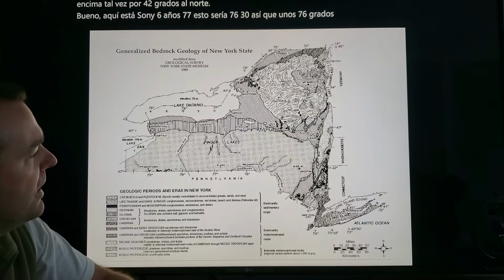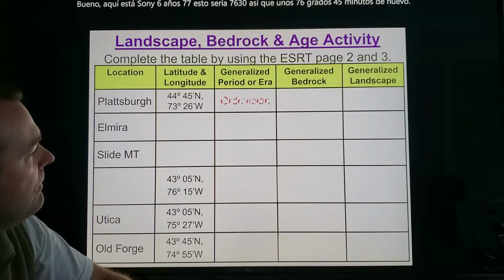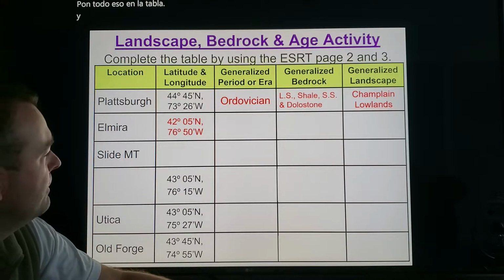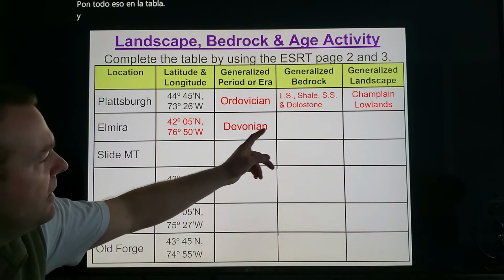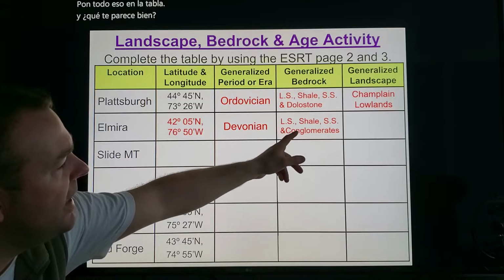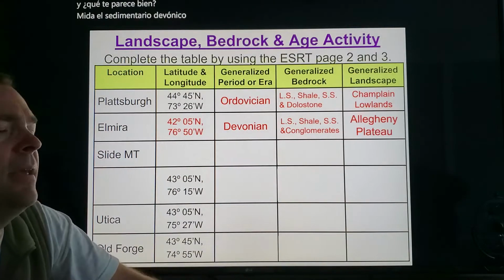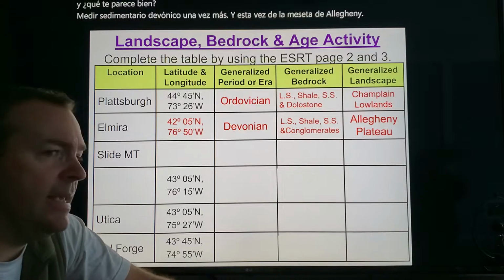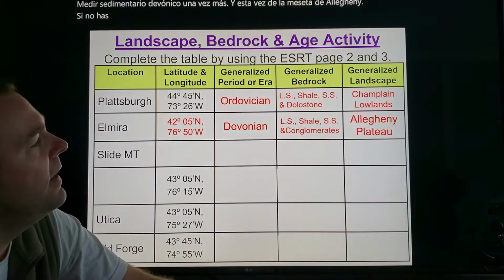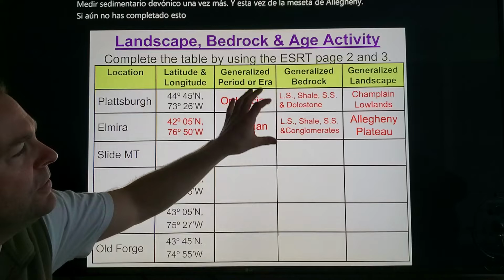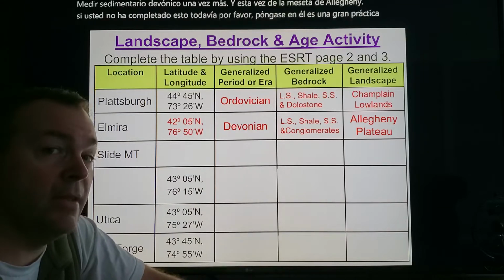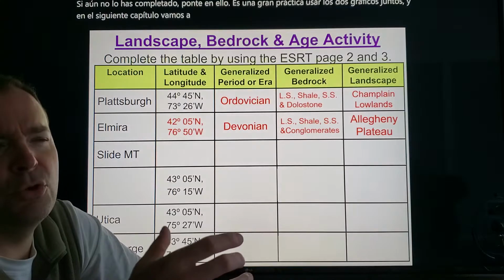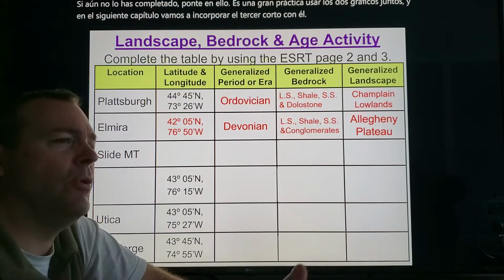All right, put that all together on the chart. And what do you get? Well, those are our coordinates. There's your Devonian, sedimentary once again, and this time the Allegheny Plateau. All right, if you haven't completed this yet, please get on it. It's great practice using the two charts together, and in the next chapter, we're going to incorporate a third chart with it. There might have been one or two questions on the castle that incorporated the third chart.